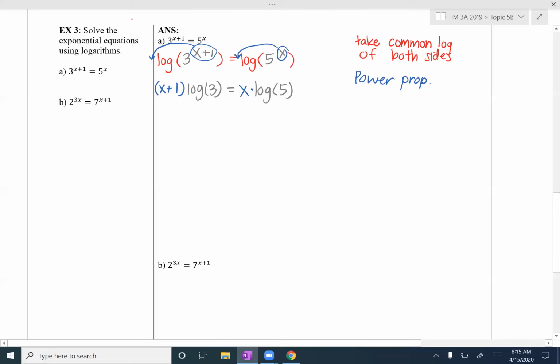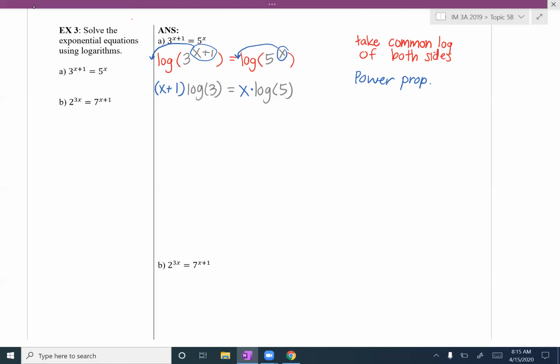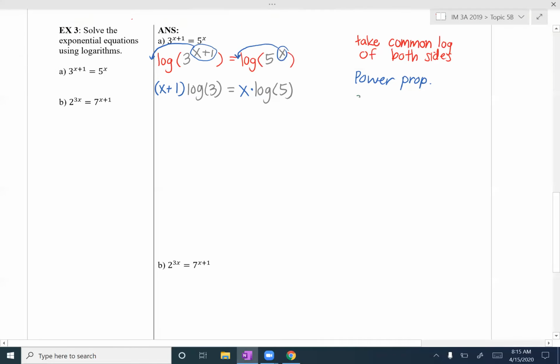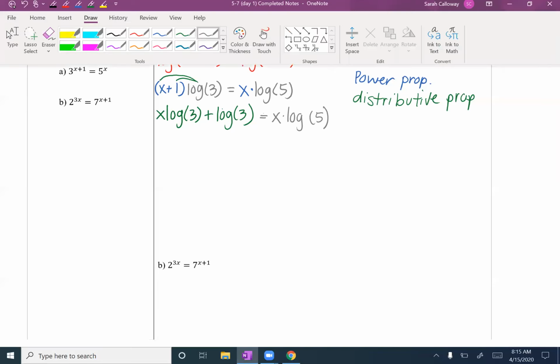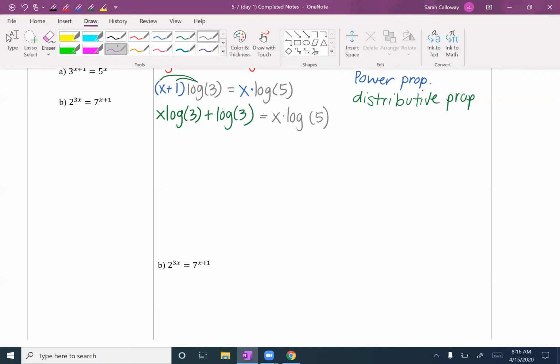Okay, so I need to get x's on both sides. Currently, I have an x on the right, and then this x plus 1 happening on the left. So what I have to do is I actually have to do the distributive property, so that I can get the x away from the 1. So what that means is that I have x times log of 3 plus 1 times log of 3. And that's equal to x times log of 5. So I want to be able to get each of the terms with x on the same side.